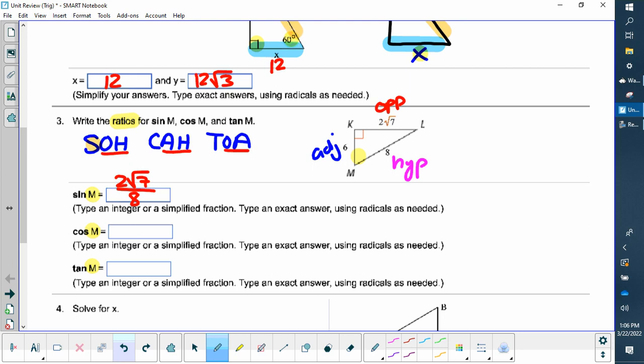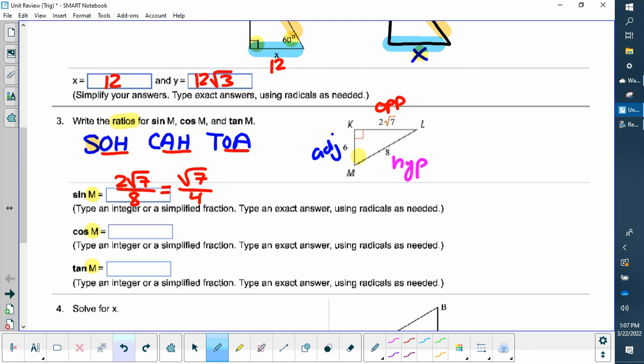It says simplify fractions. Again, type in exact answers. We do not want decimals. The only thing I could simplify is right here, ignoring that square root of 7. 2 over 8 does reduce to 1/4. So if I were to simplify this, my final answer would be square root of 7 over 4. Now technically I could have a 1 here, but I don't need it.